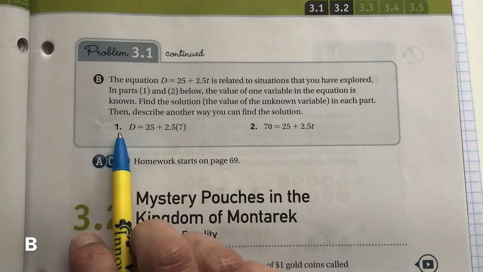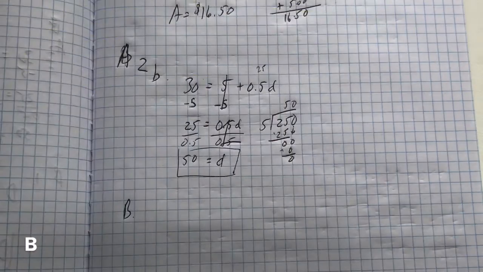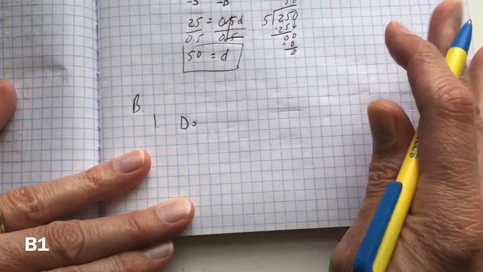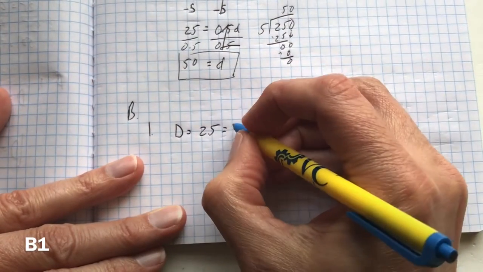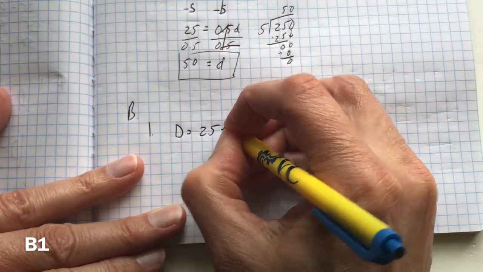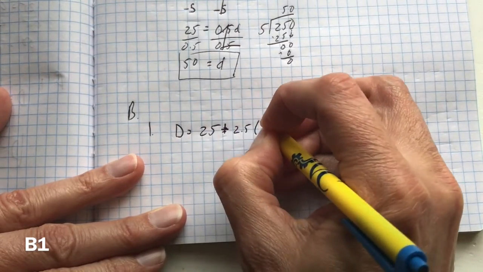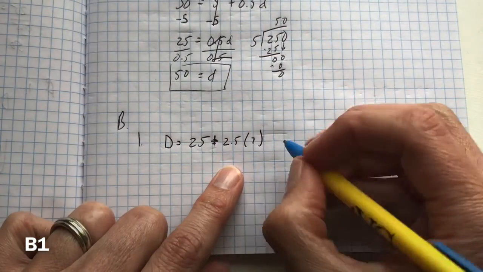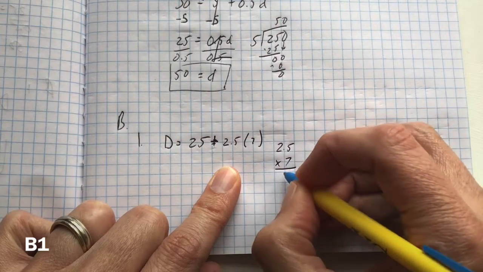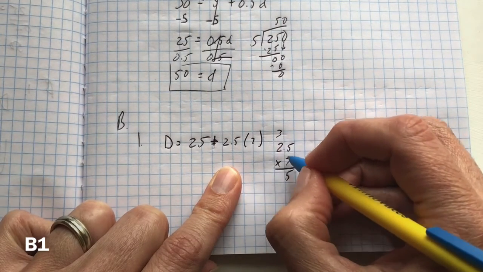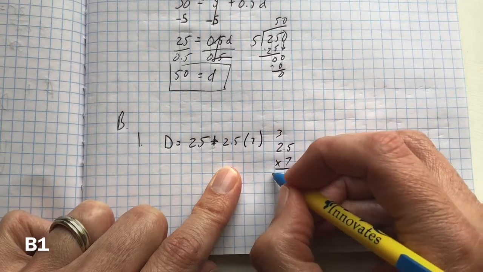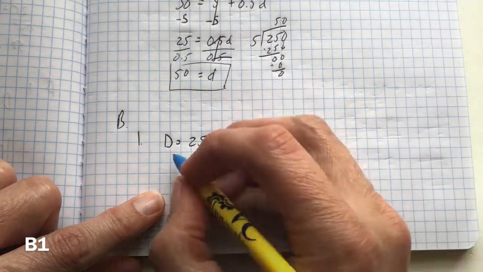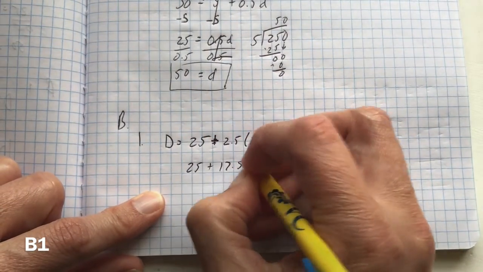So here we go. B1, D equals 25 plus 2.5 times 7. All right, so we have to work by order of operations. We have to do the multiplication first. So 2.5 times 7, 7 times 2 is 14, plus 3.5 is going to be 17.5. So I've got 25 plus 17.5.